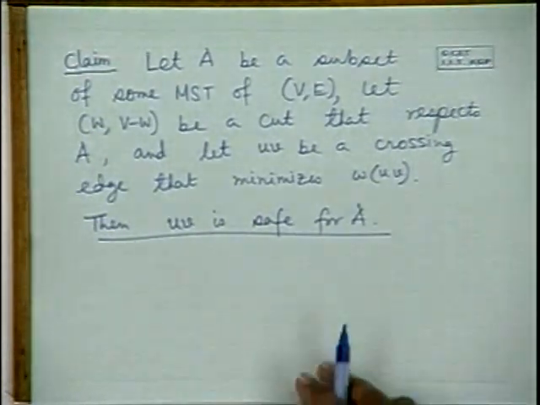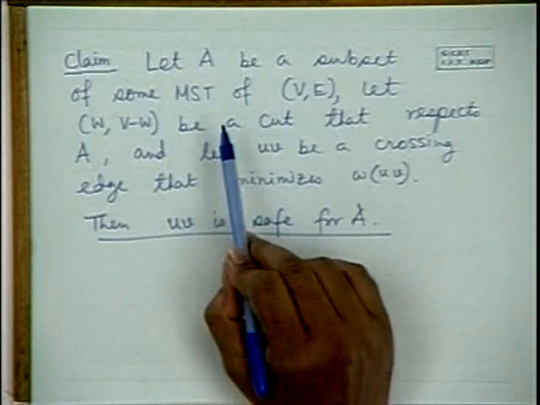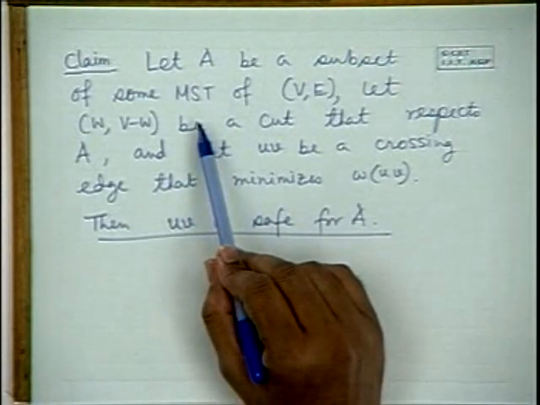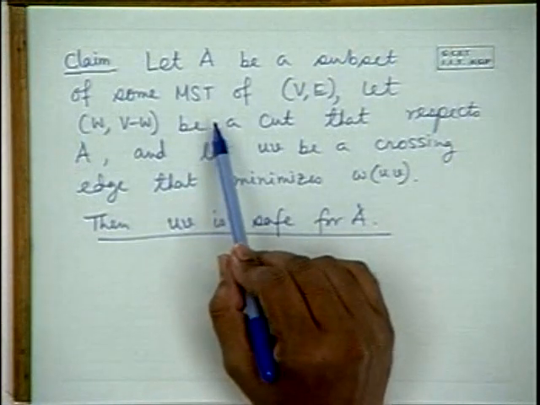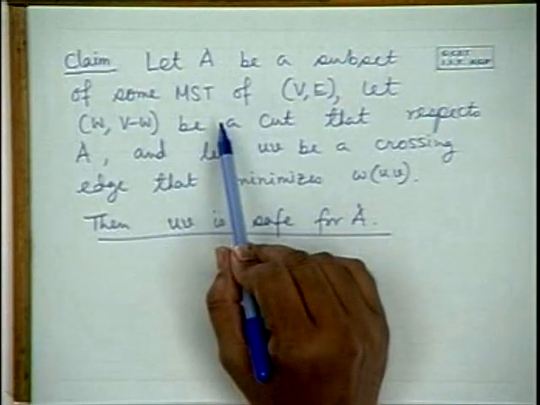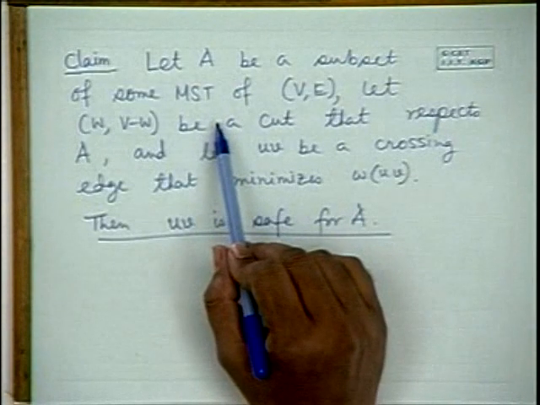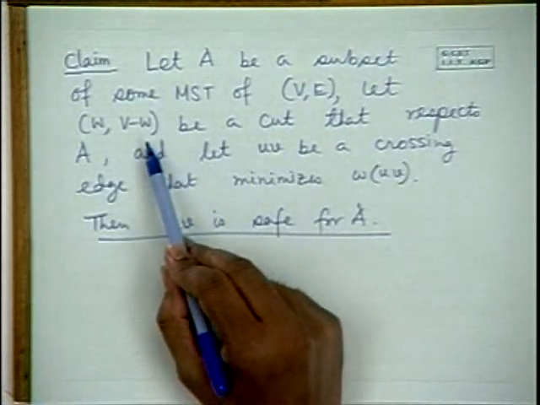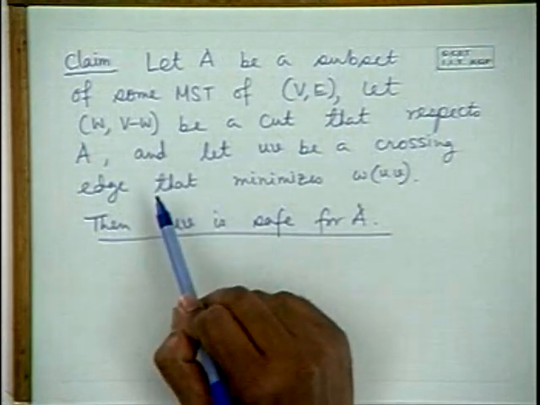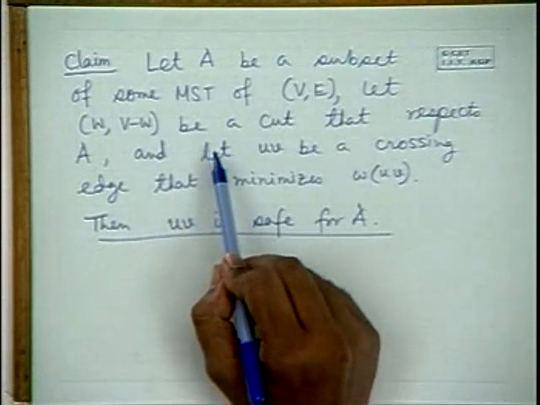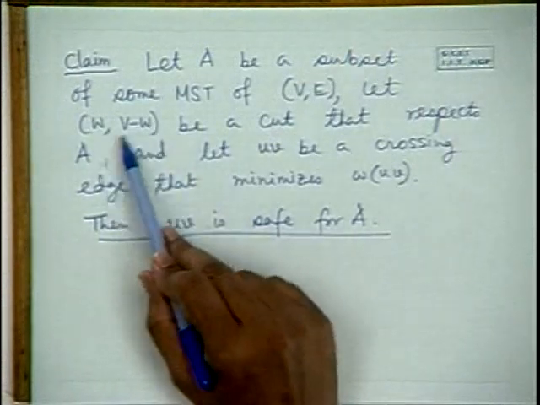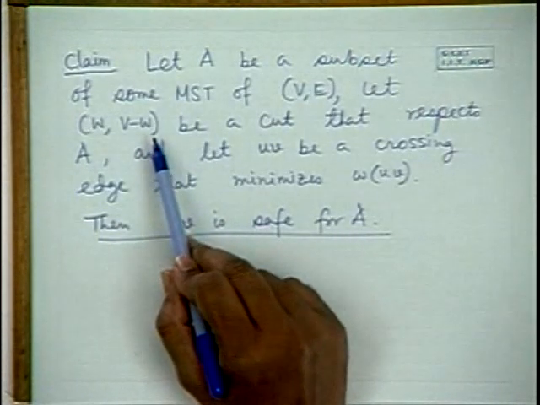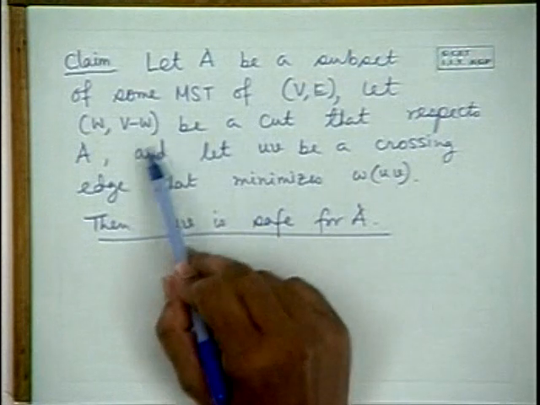So read this claim. There are several conditions. First, A is a subset of edges where you know that this subset of edges is a subset of some MST. Already you know that. And you have taken a cut W and V minus W which is respected by this edge set A. So what does it mean? We have this cut W and V minus W such that no edge of A crosses this cut, basically.